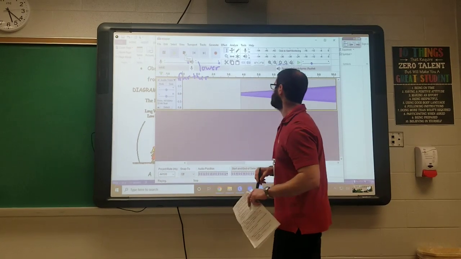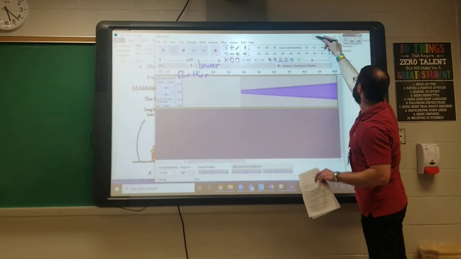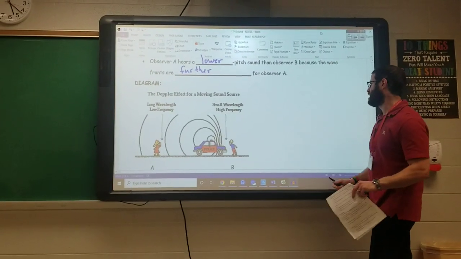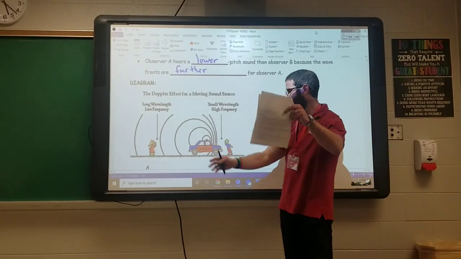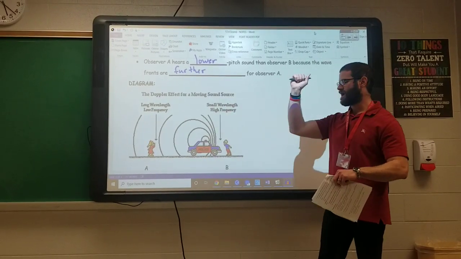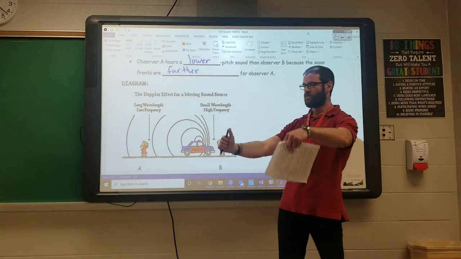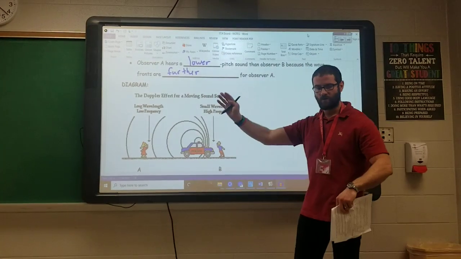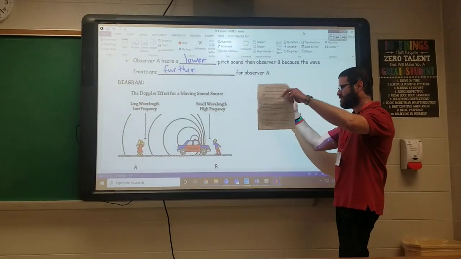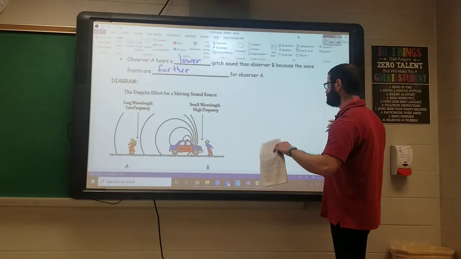Okay, so that would be an example of the Doppler effect. As the sound source, maybe a siren, moves toward us, we hear higher and higher frequency. As it moves away from us, we hear lower and lower frequency as those wavelengths increase or spread out.